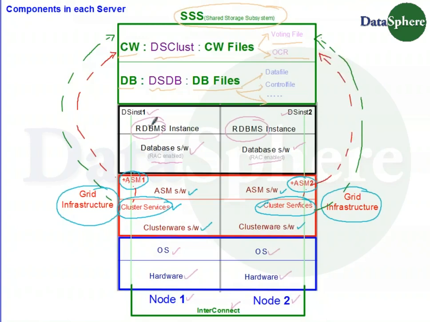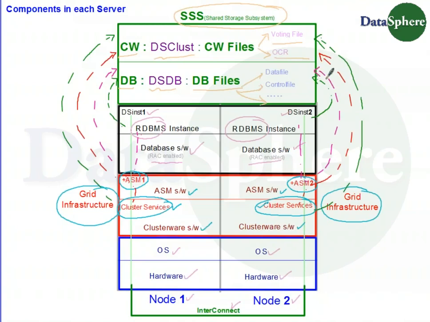Similar to this, the RDBMS instance will use the database files. It can use them directly if you have stored them in a cluster file system. But in case they are stored in ASM, then it has to use the ASM instance to interact with them. So the RDBMS instance has to interact with the ASM instance to continue to work with the database files. This is how the interaction will happen.